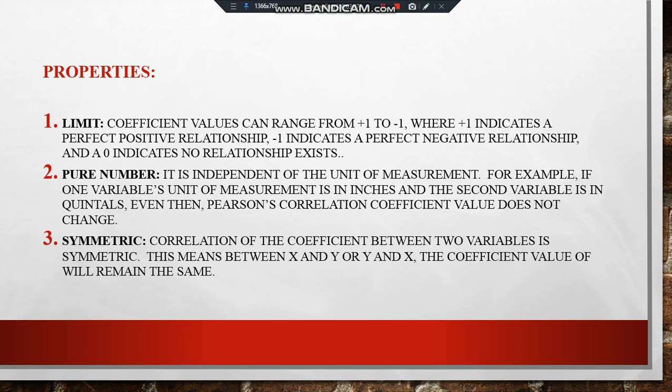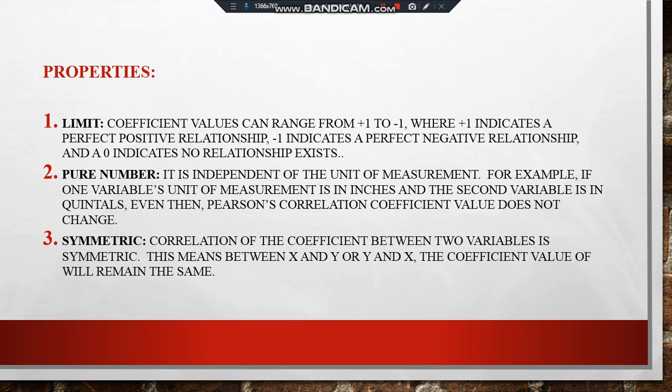Now, let's go to the properties. Properties simply means the basic ingredients or characteristics that must be involved to see that this is a correlation coefficient. Number one, limit. Coefficient values range from +1 to -1. So once it exceeds that range, it is no longer a correlation. It is either negative or positive, or we have 0, which indicates no relationship at all.